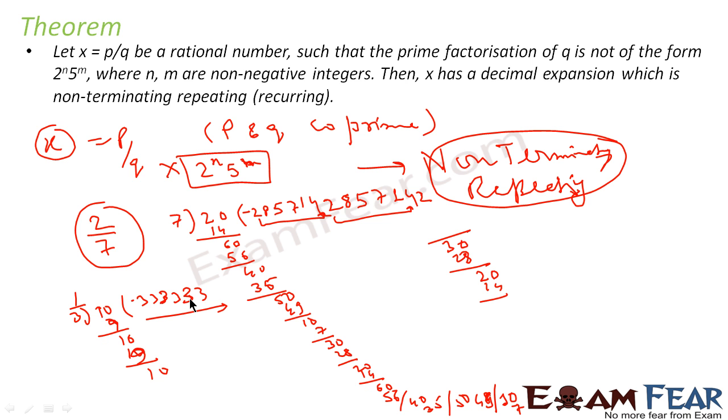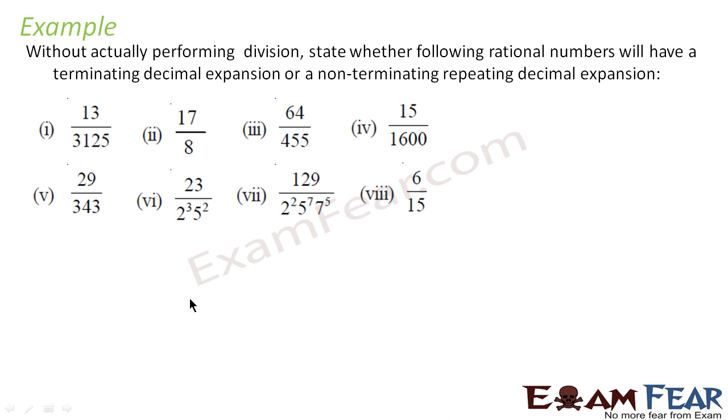be non-terminating repeating numbers. Let's take some examples. Without actual dividing, we have to state whether the following rational number will have a terminating decimal or non-terminating repeating. See, if it is a rational number, for sure it will be either terminating decimal or non-terminating repeating. If it is non-terminating, non-repeating, it is an irrational number. You know this, right? So let's try to prove this.